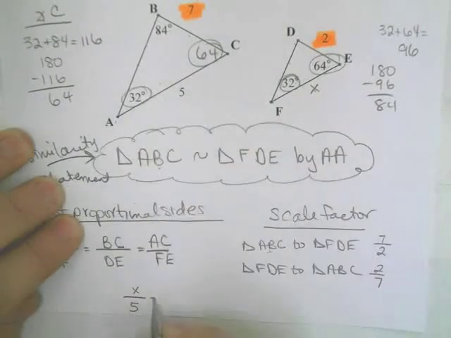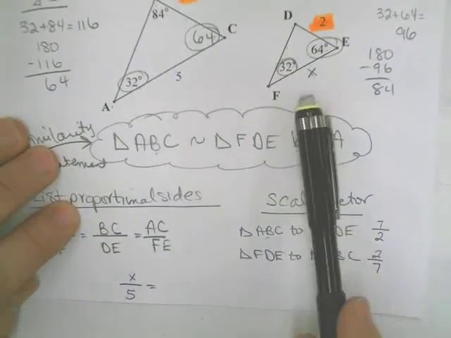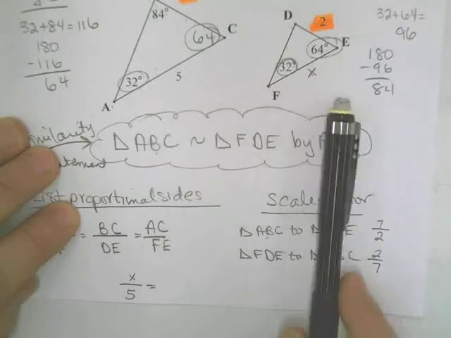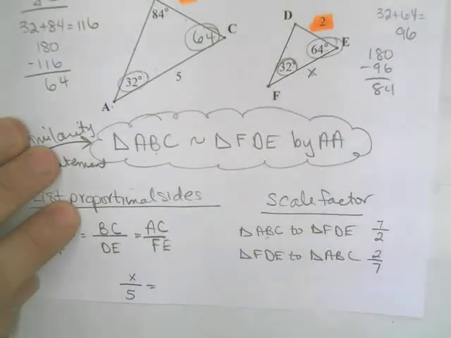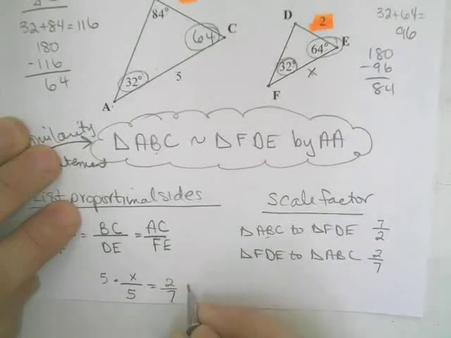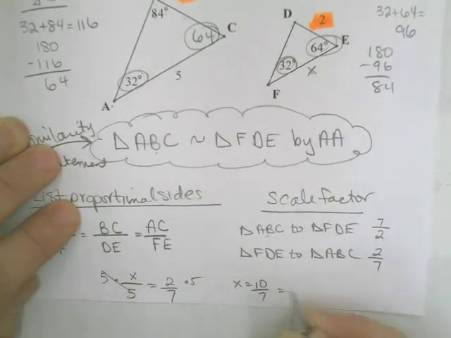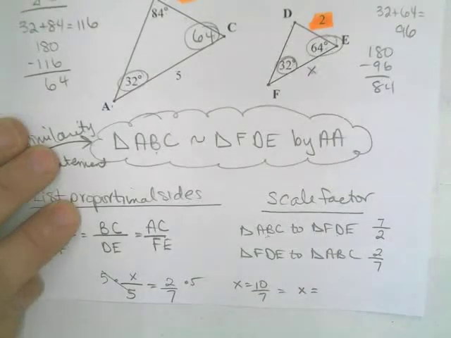And now you have to decide which of these two scale factors you're going to use. Well, X is on the small shape, so I need to have the scale factor that has the small shape on top. So 2 over 7. So then we would solve, and I get X is equal to 10 over 7. So X is equal to 1 point something. I will just keep it as 10 over 7.